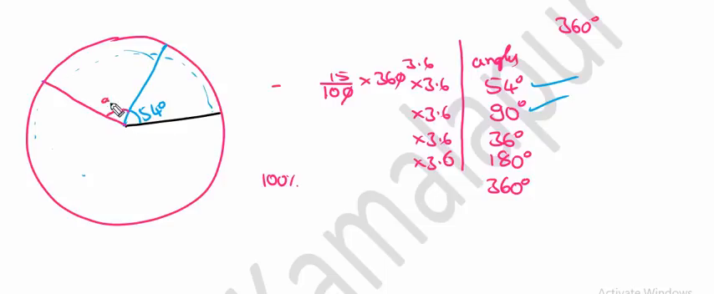You mark this as 90 degrees, and then we have to mark 36 degrees. By putting the protractor here, you mark 36 degrees. This is the 36 degrees. You mark this as 36 degrees, and then the rest gives you 180 degrees. So this is how to draw the pie chart for this data. Then we move to the next question.